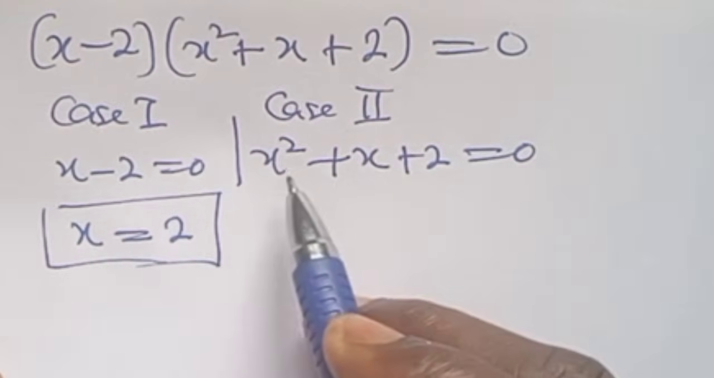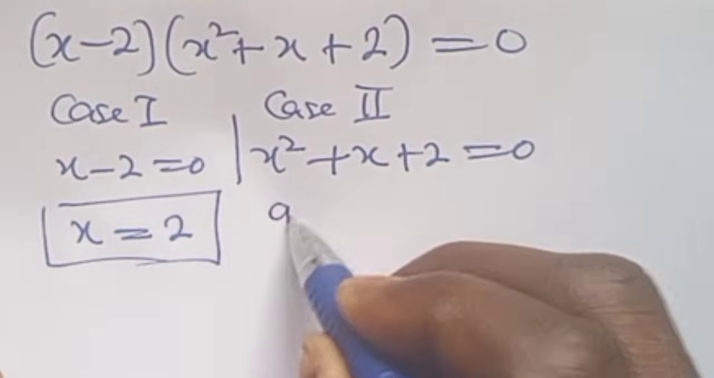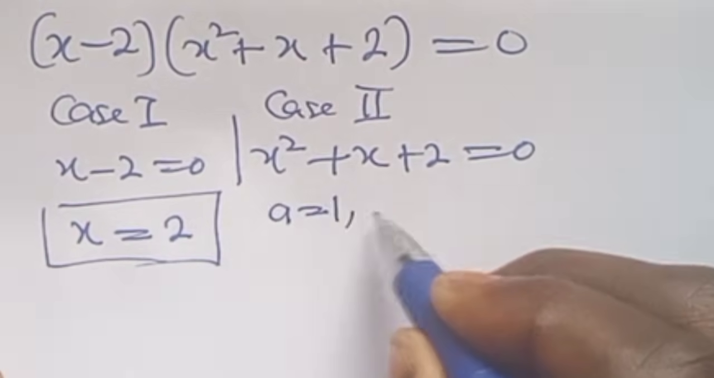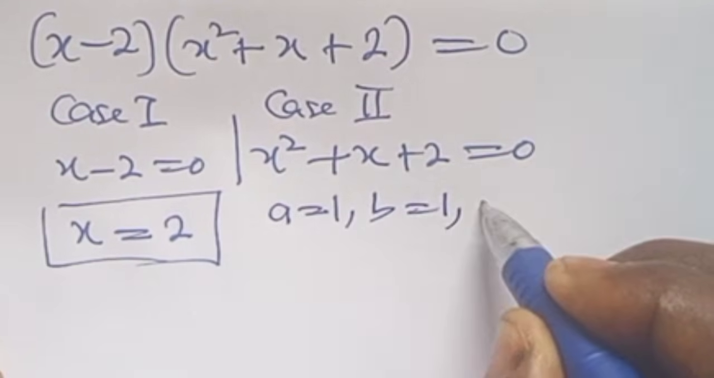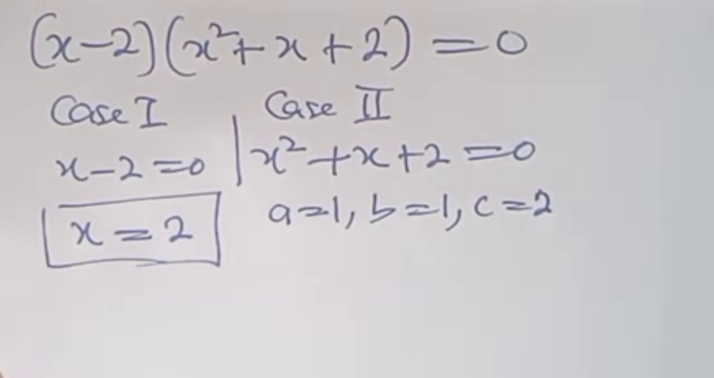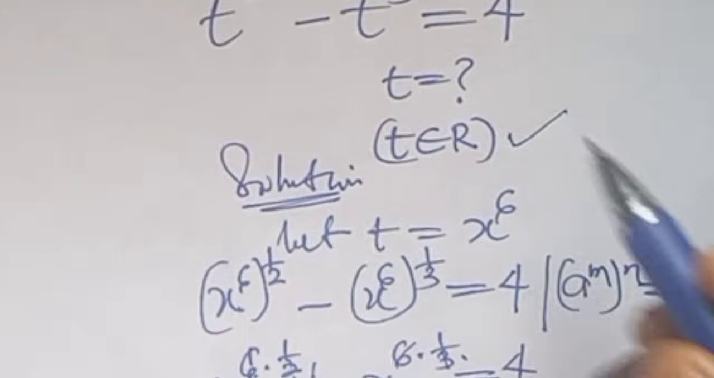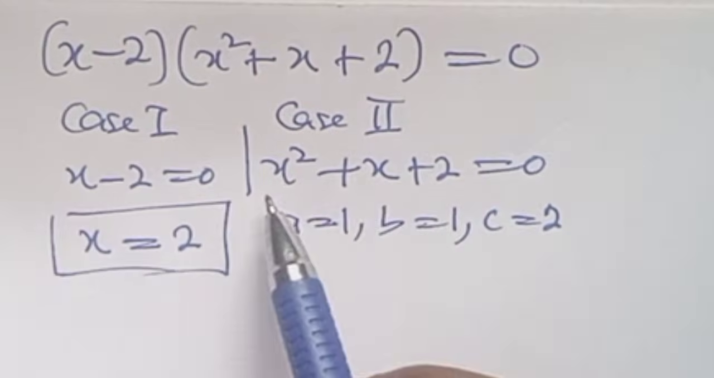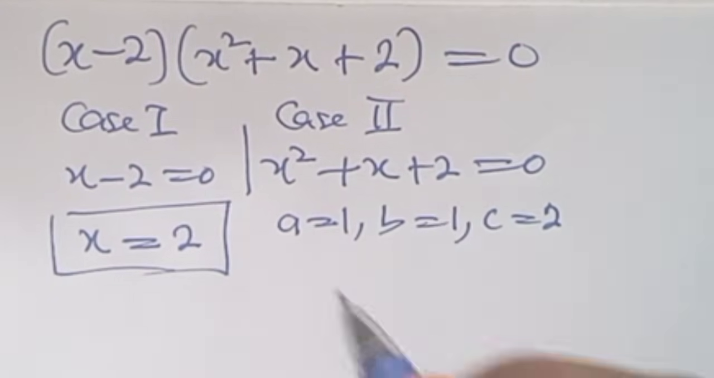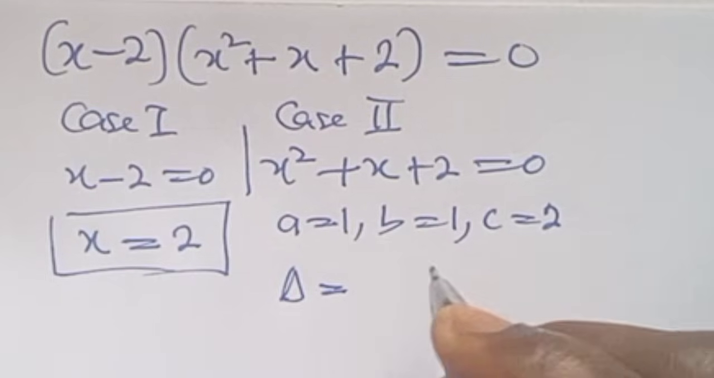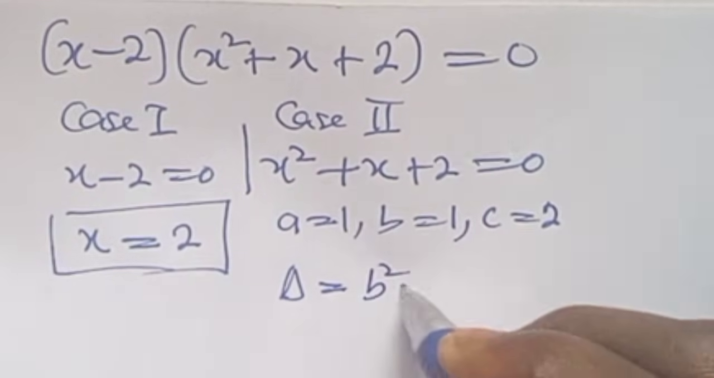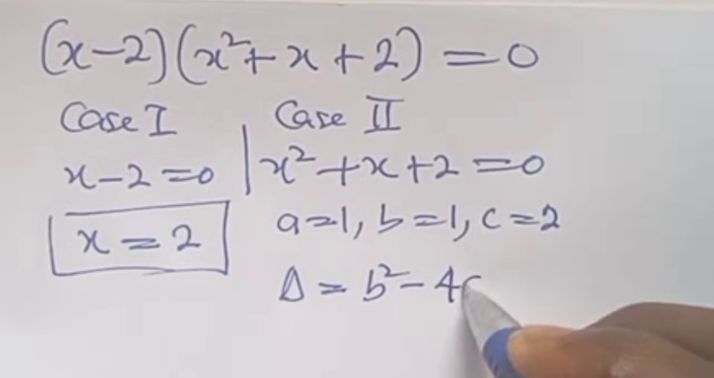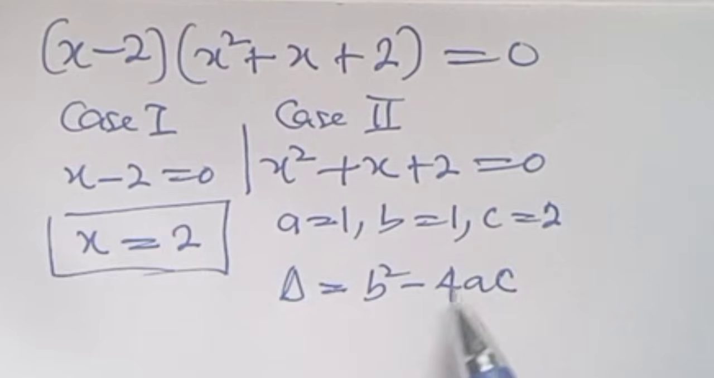And from case 2, this is a quadratic equation where we have a equals 1, b equals 1, and c equals 2. x must be an element of real numbers. We're going to test this equation with the discriminant that says delta equals b squared minus 4ac, to see if our result will be real numbers or complex numbers.